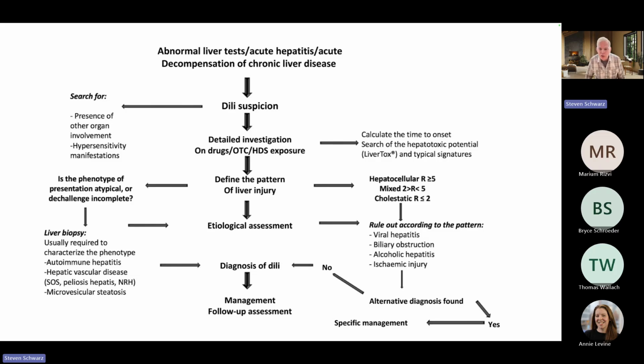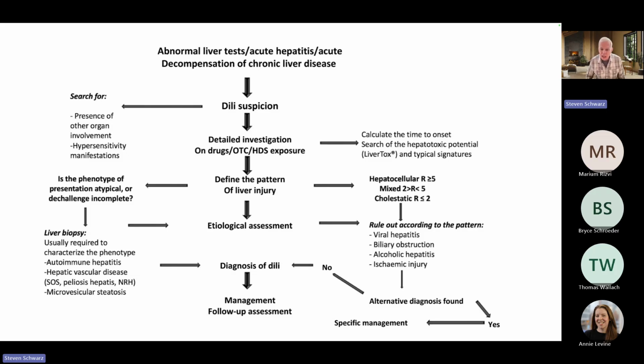You can log on to LiverTox. You can Google LiverTox, and that will give you some guidance as to how to identify liver injury caused by specific agents. Then we need to define the pattern of liver injury. And of course, this is where our R value comes into play. Is it greater than 5, between 2 and 5, or less than 2?